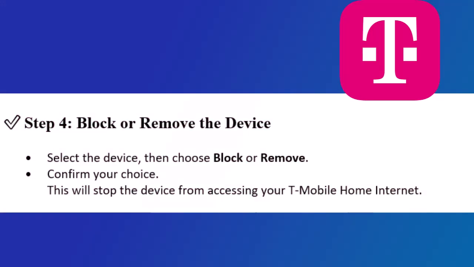Step 4. Block or remove the device. Select the device, then choose Block or Remove. Confirm your choice. This will stop the device from accessing your T-Mobile home internet.